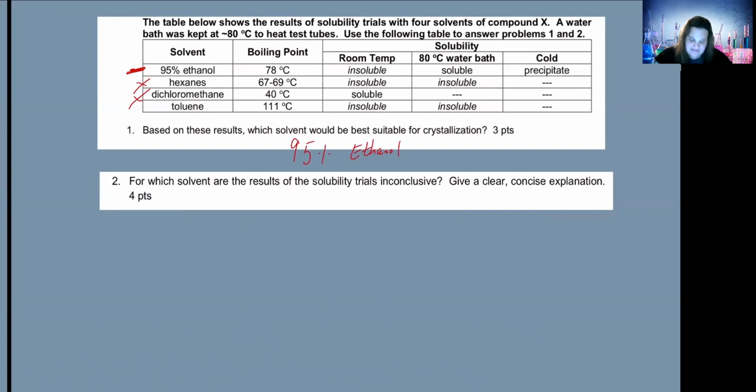95% ethanol wins the day. Excellent. That's 3 points in my pocket.